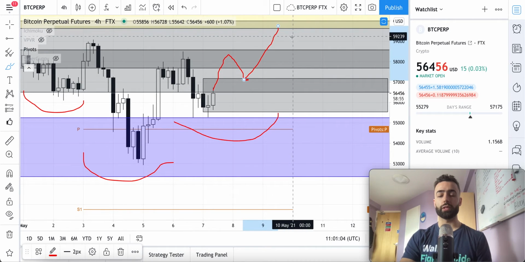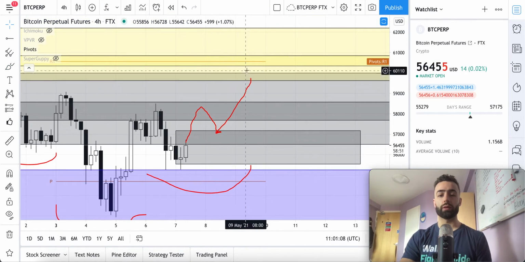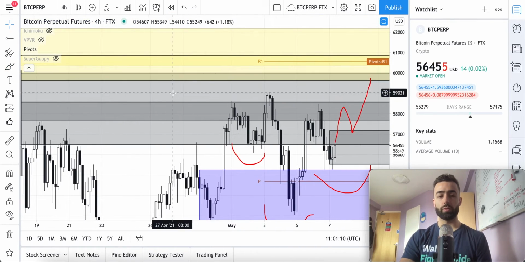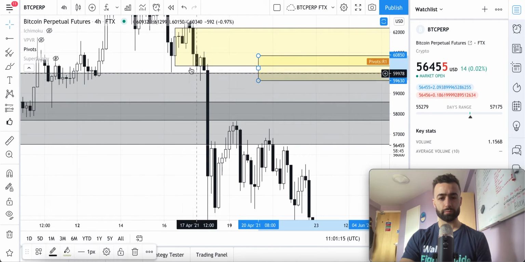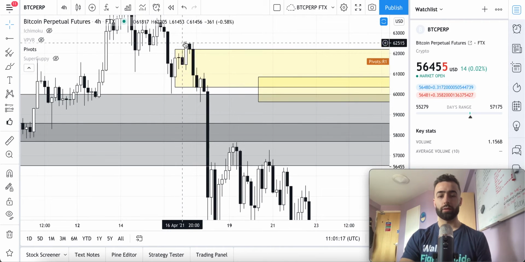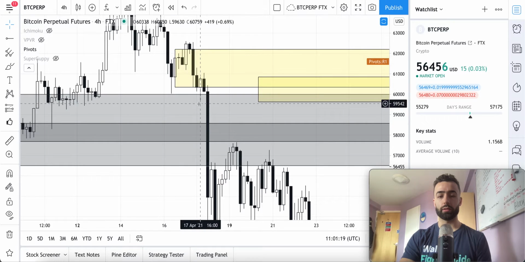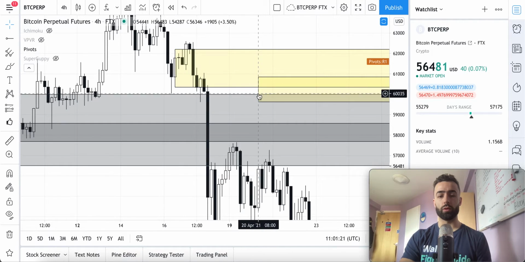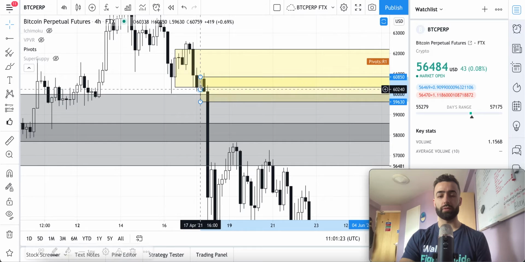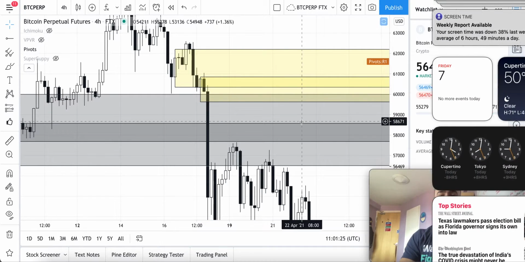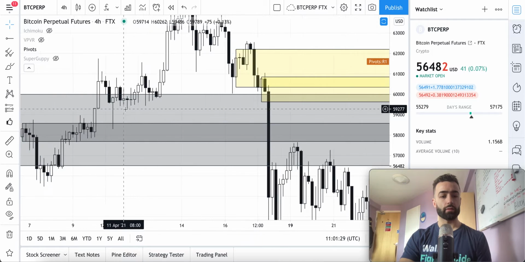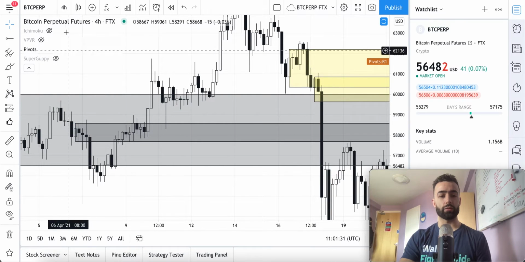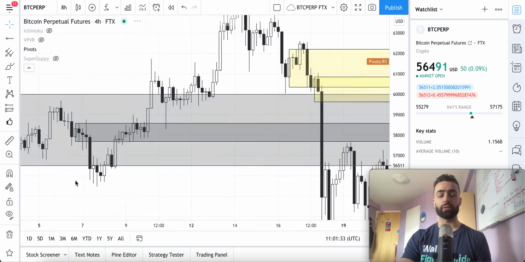and we can look to long that, potentially going up to at least the minimum of this yellow resistance zone up here, which is from back here when we had the initial drawdown of our bear pattern, where we had the high, low, lower high, and then lower low. So this is our first main resistance zone after this gray zone right here, which is our 8-hour resistance zone.